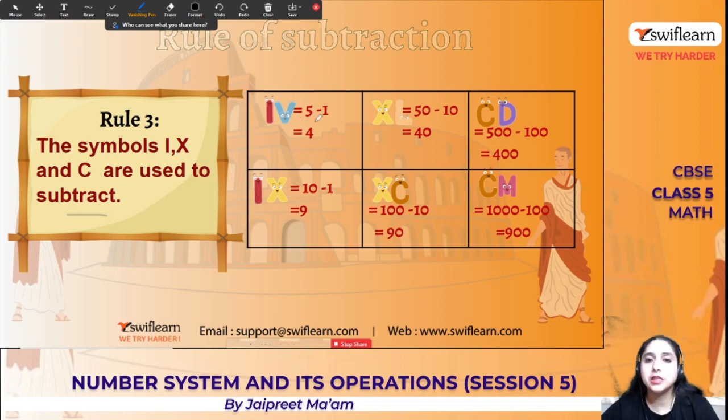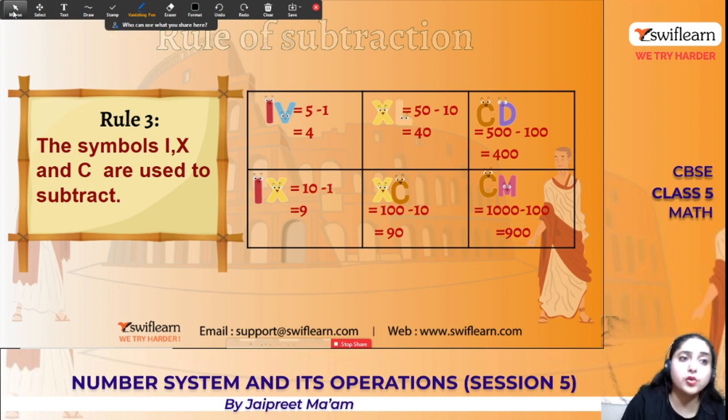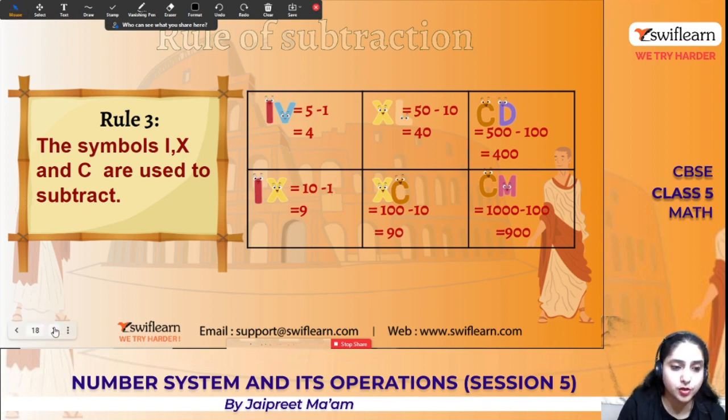So IV means 5 minus 1, because the smaller value is written in the beginning. Then LX means 50 minus 10 and DC means 500 minus 100. Then XI means 10 minus 1. Then CX means 100 minus 10 and MC means 1000 minus 100. So this is rule 3. So we have learned rule 1 of subtraction, rule 2 of subtraction and rule 3 of subtraction.